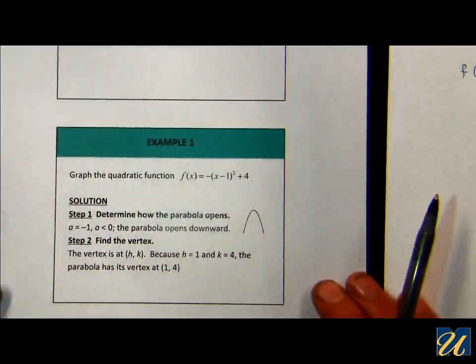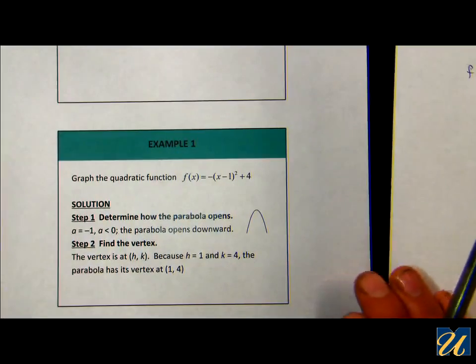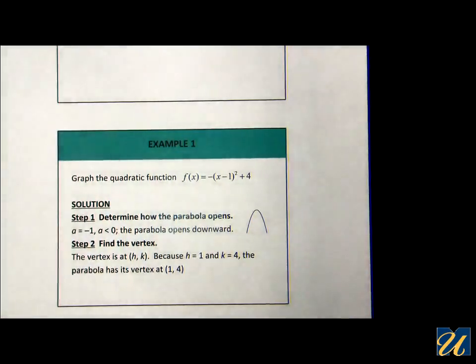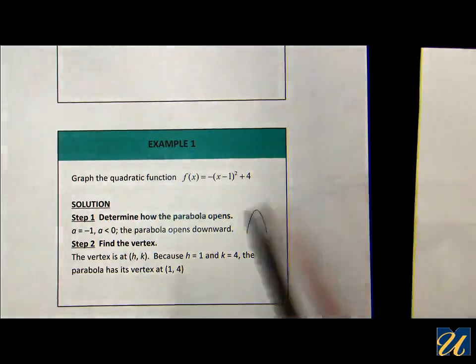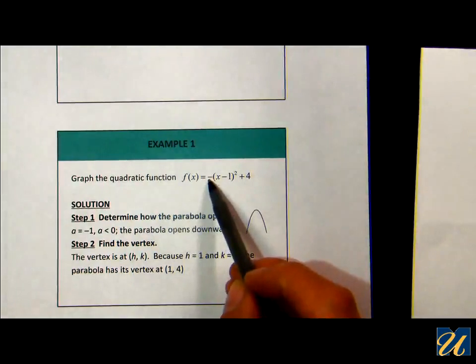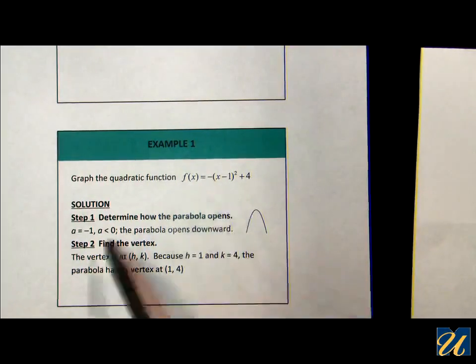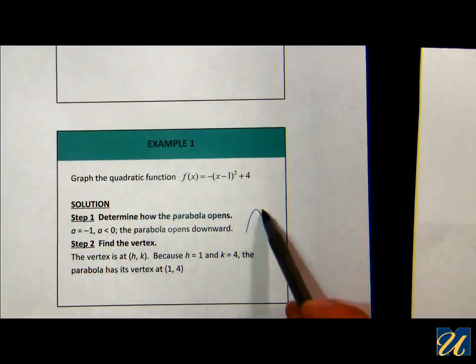Let's do an example. Graph the quadratic function f of x is equal to -1 times the quantity (x minus 1) squared plus 4. So first we'll determine the shape of the parabola. We look right here at the a value. That minus sign means it's -1. So since a is -1, when negative you frown, and so the shape is of this nature.